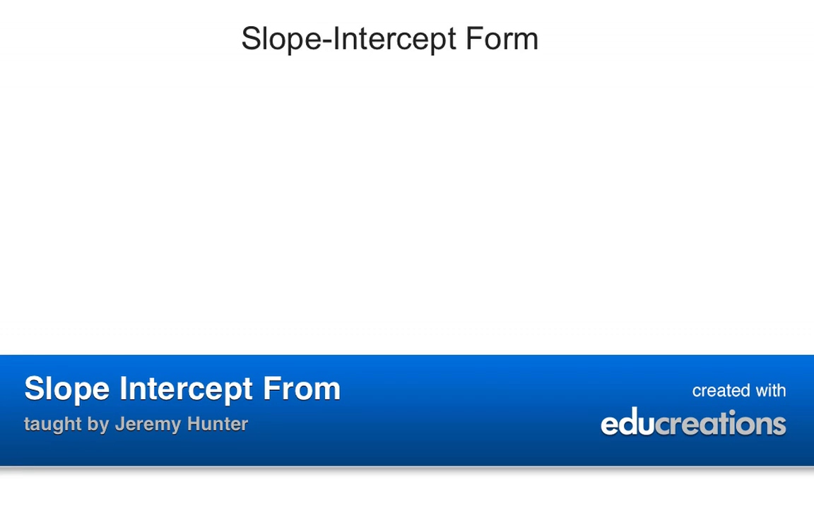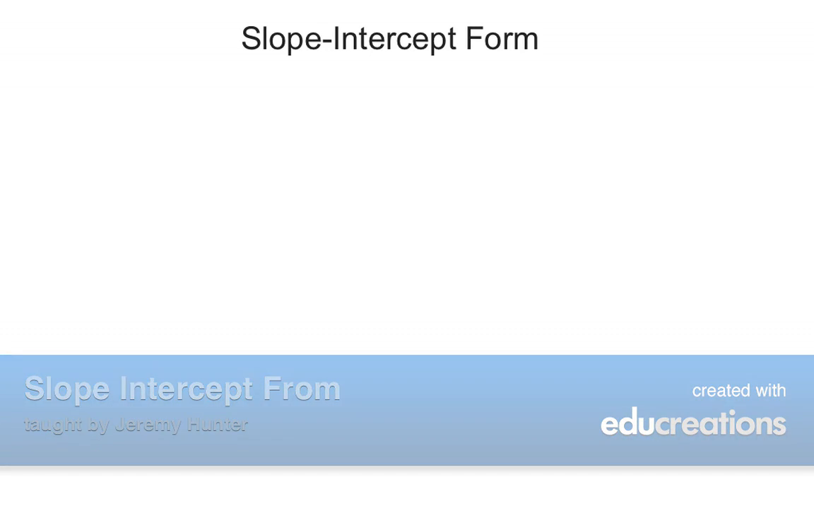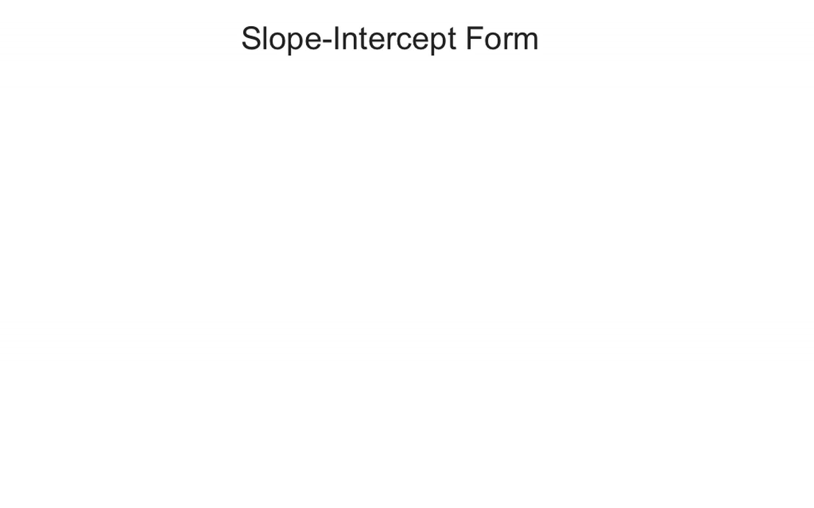Hey everybody, new lesson today is on slope-intercept form. So what we've been doing lately is graphing different equations, and we've learned a couple different ways to do it. One way is to use our xy table, where we pick the x's, plug it in for y, get our ordered pairs and graph the line.